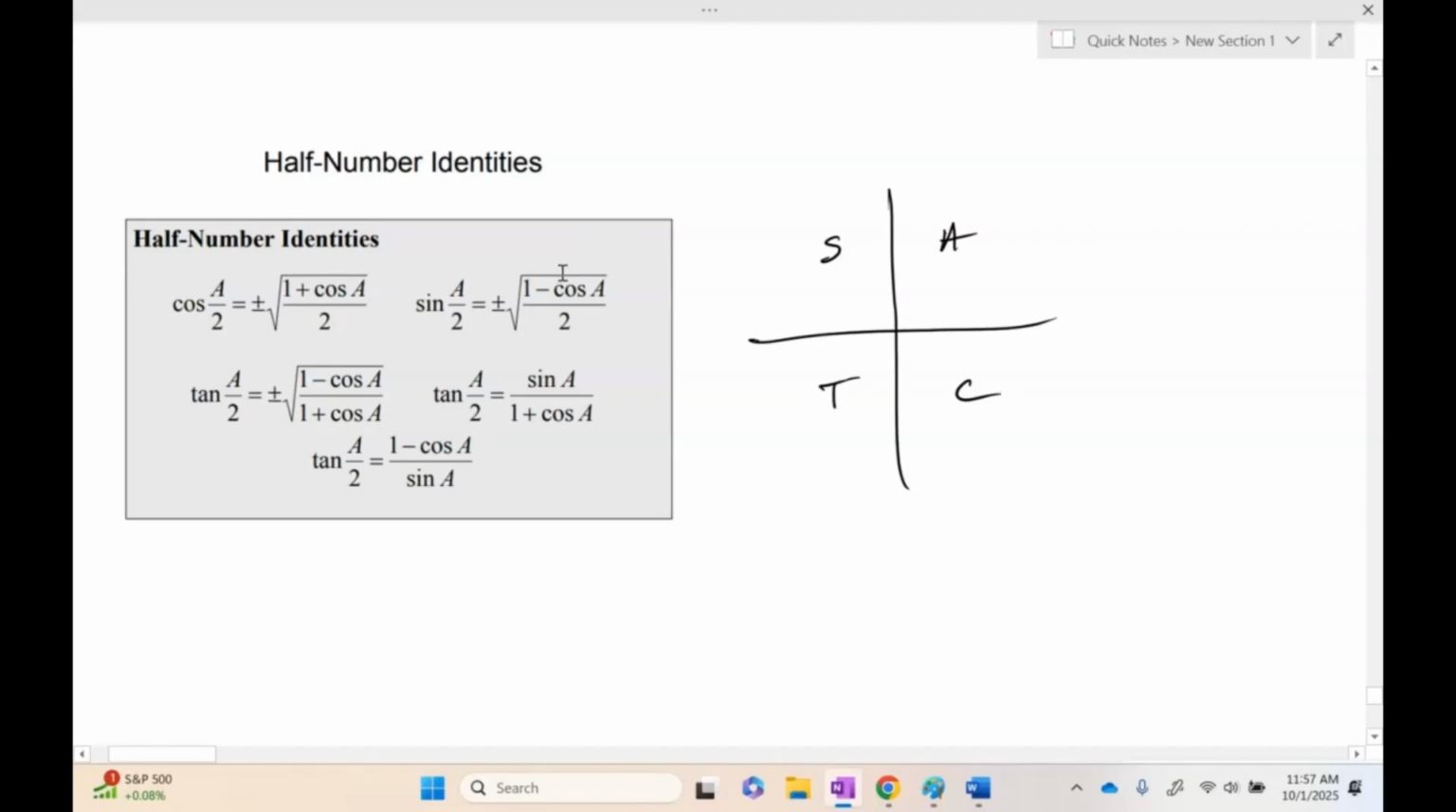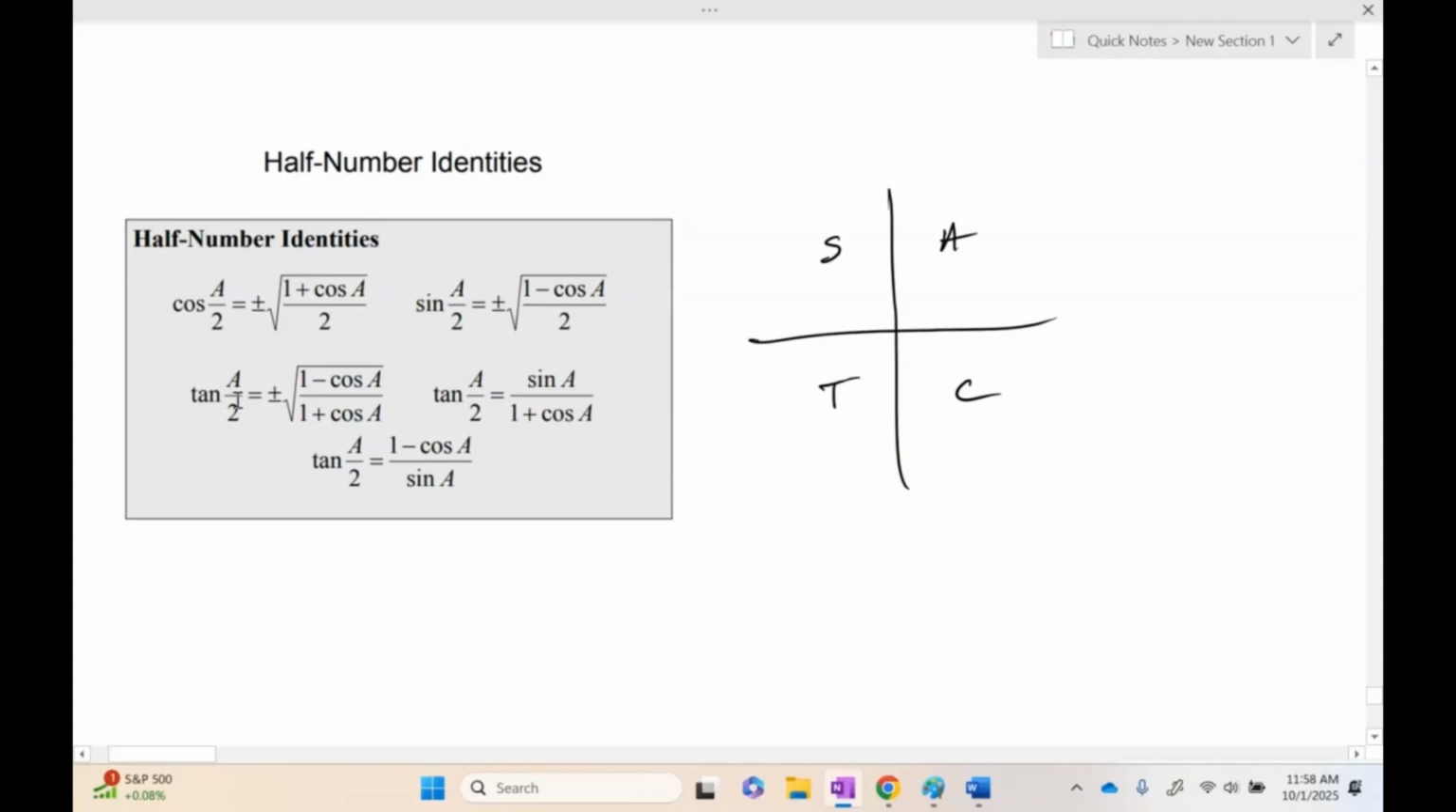Okay. So now, just as in the double number identities, these half number identities, they're used to simplify trig expressions and also to evaluate trig functions. All right, so the half angle for cosine says that it's plus or minus the square root of 1 plus cosine A divided by 2. The half angle for sine is really the same. Instead of being plus cosine, it's minus cosine A over 2.